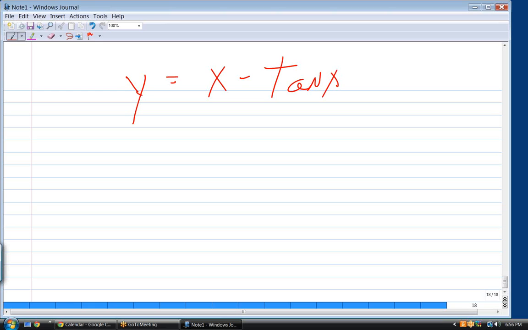We haven't talked about the chain rule yet. It's a little harder. But let's just find first derivative of this. Should be 1 minus secant squared x. There you go. Simple as that. And we'll make it a little harder.